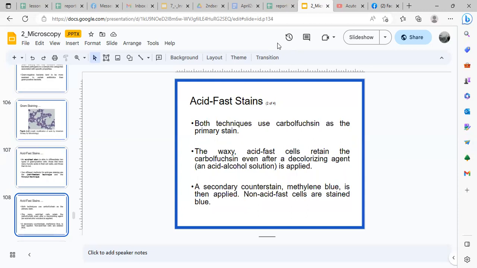In this, both of them use carbol fuchsin as the primary stain. Those with waxy mycolic acid retain the carbol fuchsin even if you add the acid alcohol solution, which acts as a decolorizing agent. Then you have the methylene blue as the secondary counterstain. So non-acid-fast cells are stained blue.